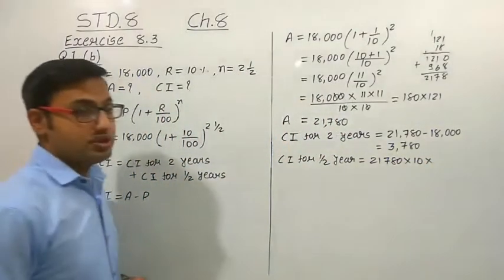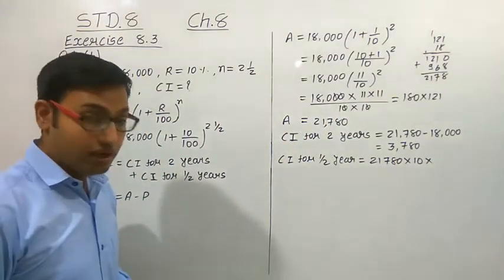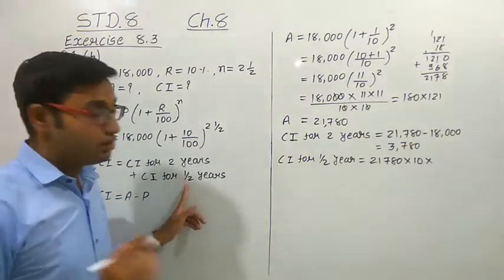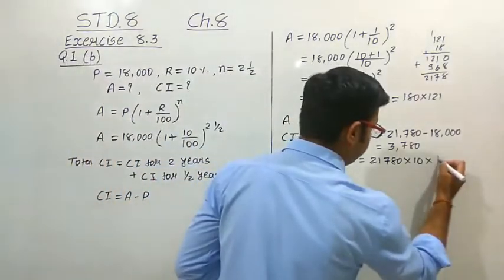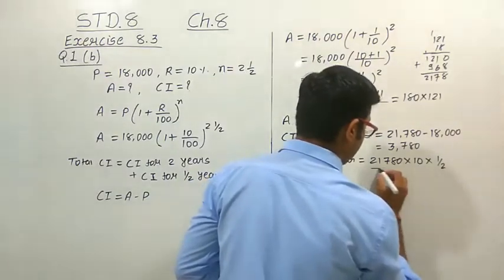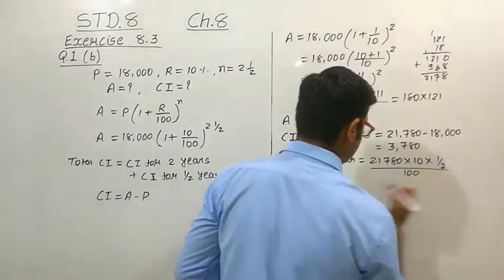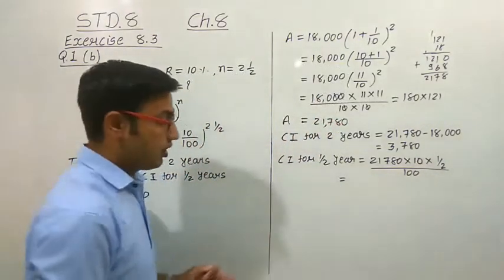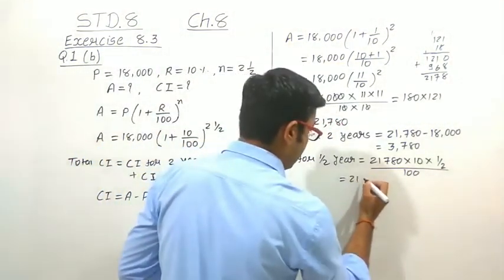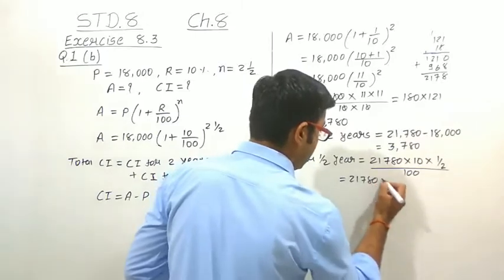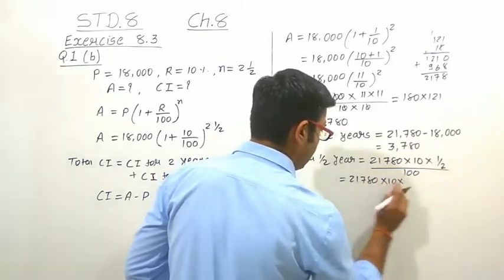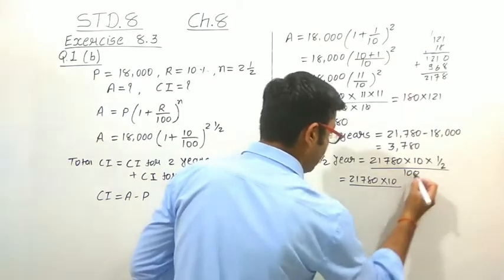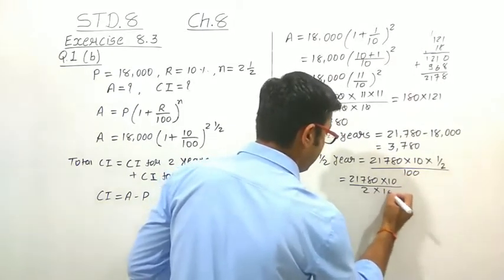What is the time duration? For how much time duration now we are calculating the CI? We are calculating for half year only. So here we have to take 1/2. Denominator there is a 100. Right? So now these two will be multiplied in the denominator with the 100. So 21,780 into 10 upon, here we get 2 into 100.